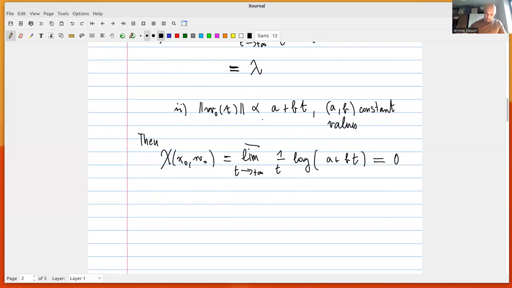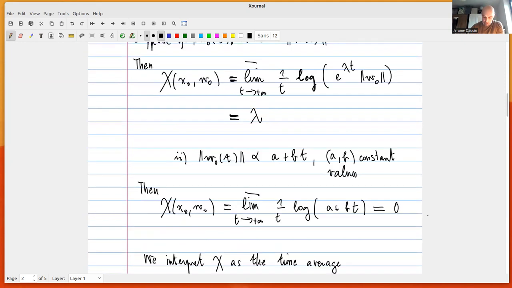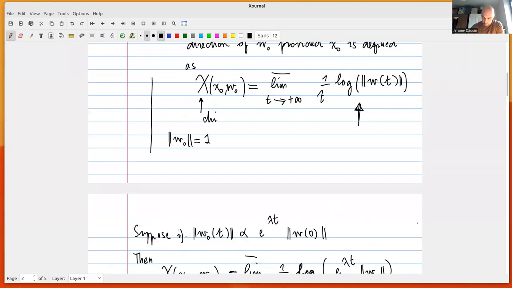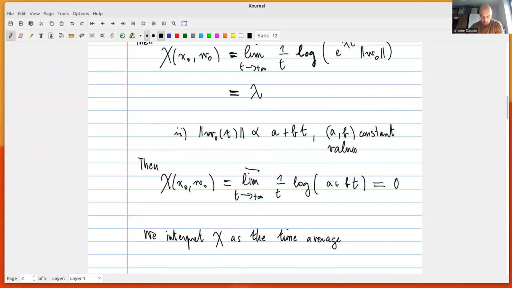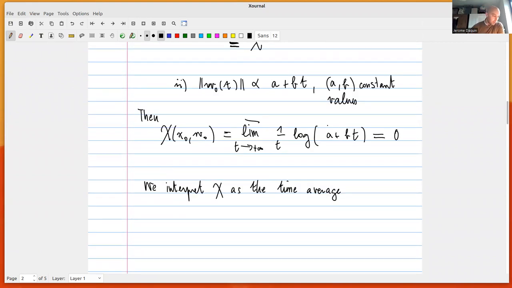So that's, let's say, why we usually interpret chi as the time average. Well, you see here that chi, as defined here, is a time average of something. It's 1 over t, and so on. So chi is a time average of the exponential growth of the tangent vector.